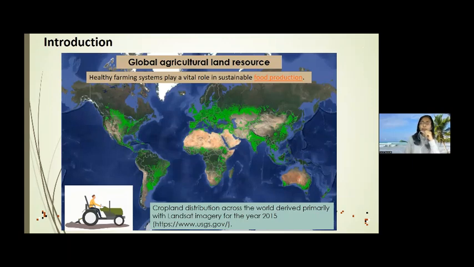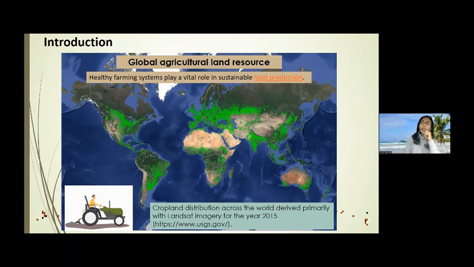Introduction. Healthy farming systems play a vital role in sustainable food production. Soil is a critical factor for a healthy farming system and to achieve the sustainable development goals of the United Nations. This image shows the cropland distribution in the world developed from the Landsat satellite imagery in 2050.